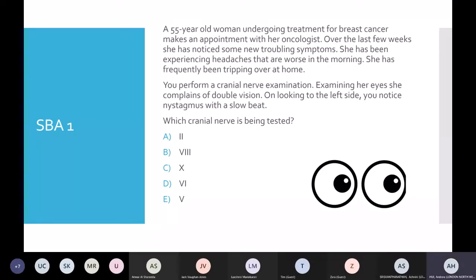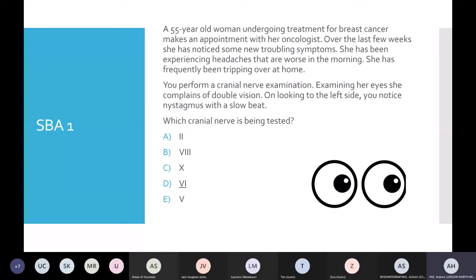Okay, I'll give a few seconds for some people to answer. Okay, I think that's pretty good. So let's stop the poll there.